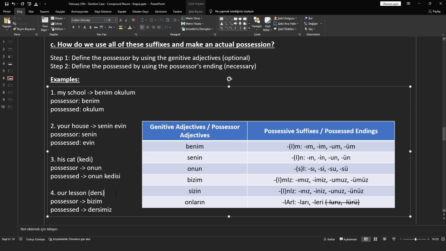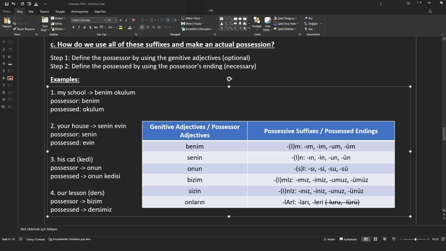Dersimiz. S and M cannot be used together. You need to say dersimiz. Okay, and let's do more examples in the chat.